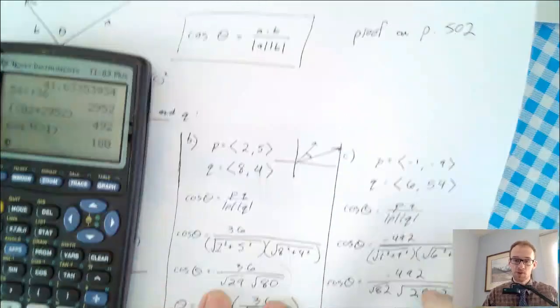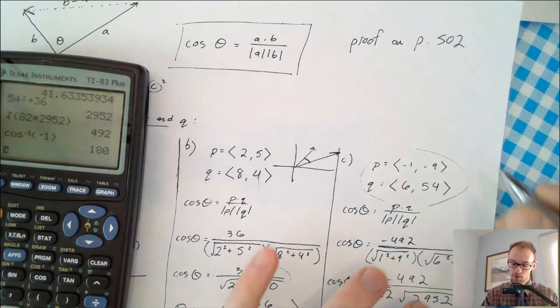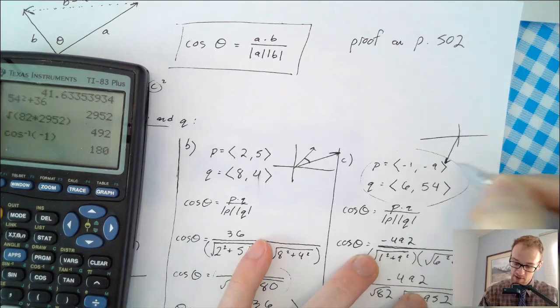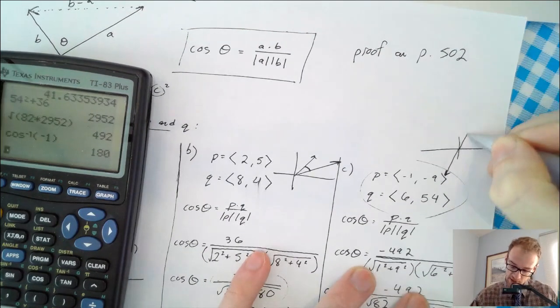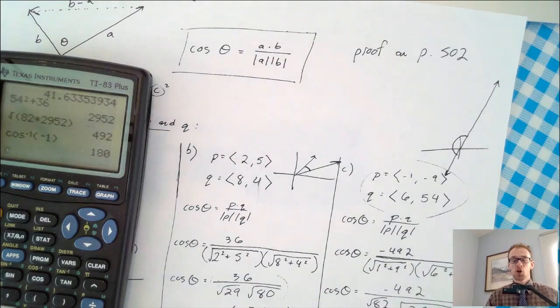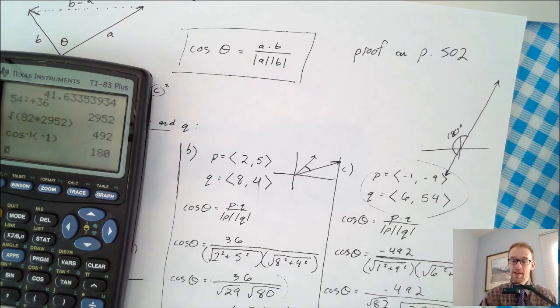So these two vectors up here are 180 degrees opposed from each other. So the picture would look something like this. Negative 1, negative 9, so that's this vector, and then 6, 54, that's this vector. They have 180 degrees between them. These are called parallel vectors. When two vectors are separated by 180 degrees, you call them parallel.